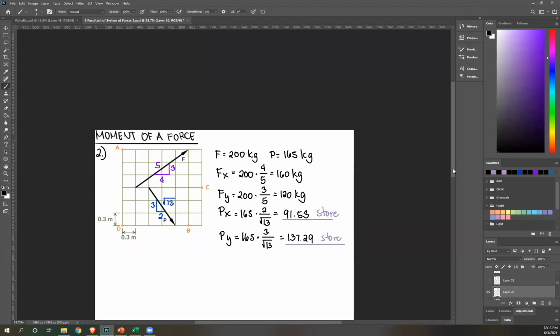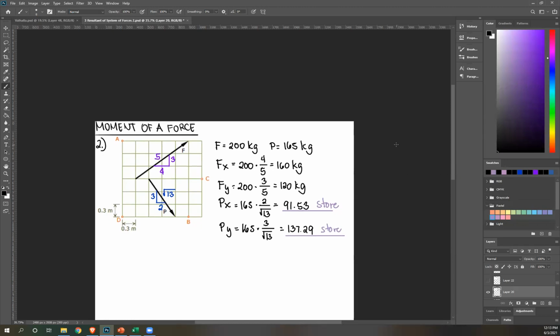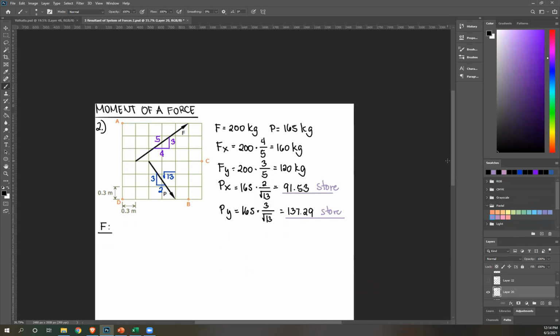All right, now that we have our components, we can start solving for the actual moment. Now you can start with either F or force P. Let's try starting with F. And then we'll just take our moments. Let's start with A. Let's do this alphabetically, so A, B, C, D. Once again, starting with A. Moment about A, we're using Varignon's theorem. So that's just Fx times perpendicular distance plus Fy times perpendicular distance, depending on if it's clockwise or counterclockwise.